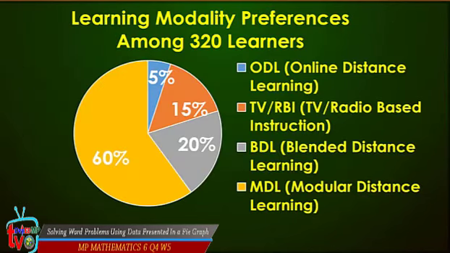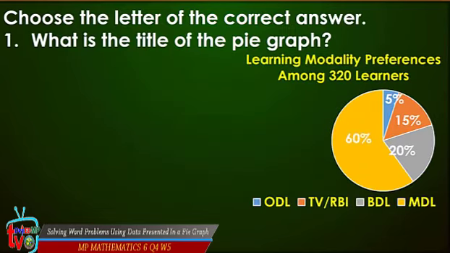Learning modality preferences among 320 learners. 5% ODL, online distance learning. 15% TVRBI, TV radio-based instruction. 20% BDL, blended distance learning. 60% MDL, modular distance learning. Choose the letter of the correct answer. Number 1. What is the title of the pie graph?